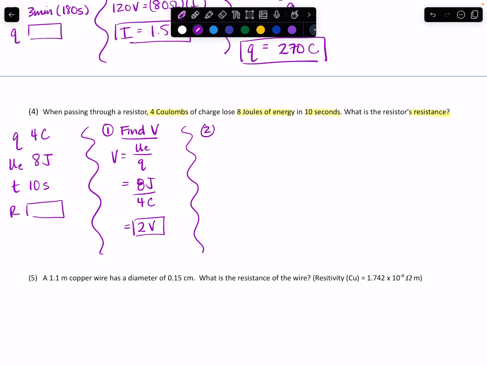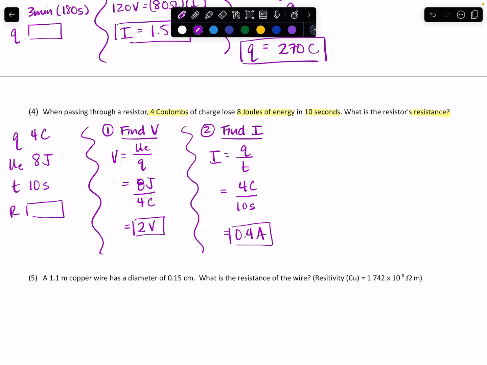So my second step will be to find the current. I'm going to use current is equal to Q divided by time. So charge divided by time. So 4 coulombs divided by 10 seconds. So my current is 0.4 amps.